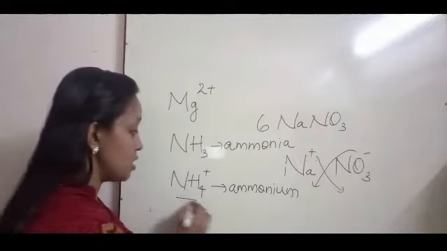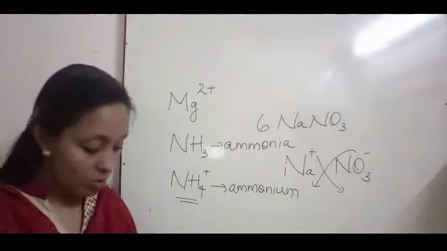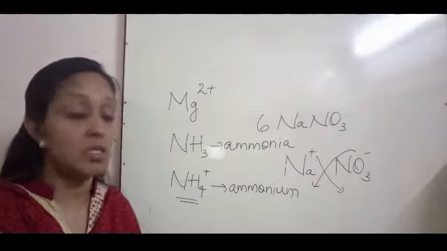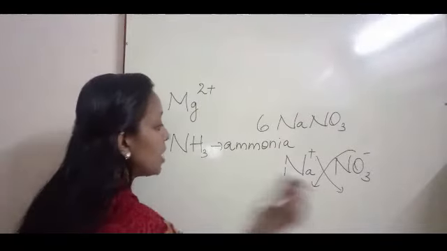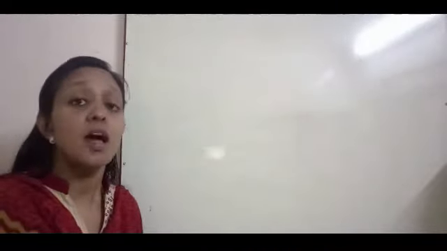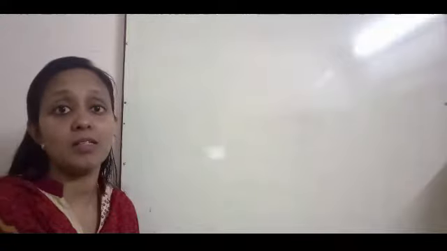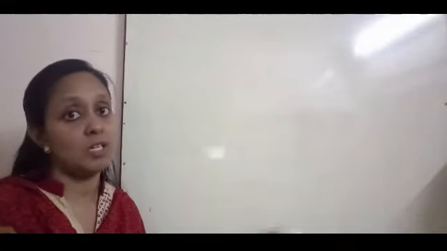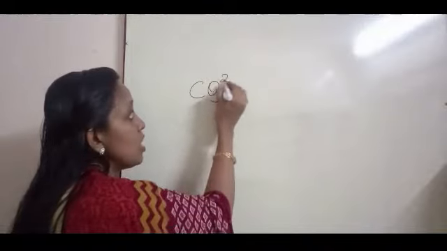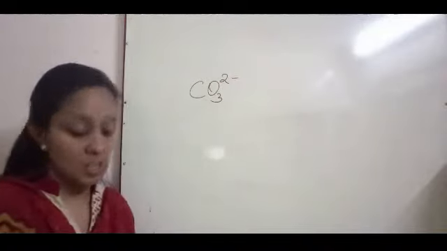Okay, so this is the answer for the question asked here. Now moving on to the next one, carbonate. How to represent carbonate radical? Children, you have to be thorough with all these radicals and their representations, and only then you will be able to answer the questions for this terminal exam. Carbonate is represented as CO3 2 minus.